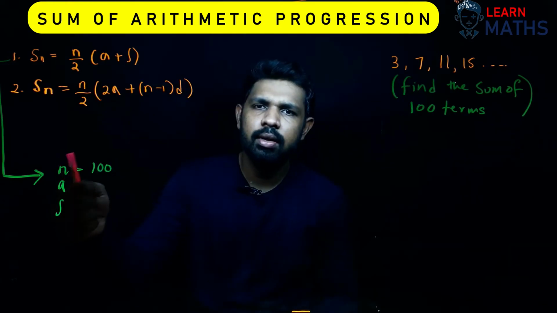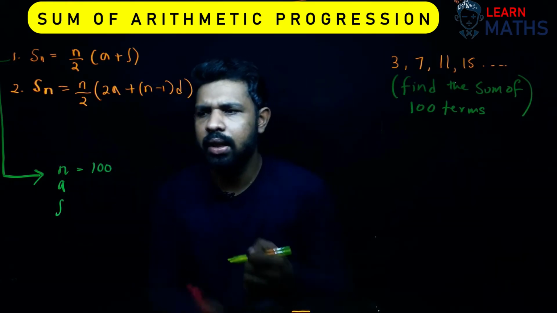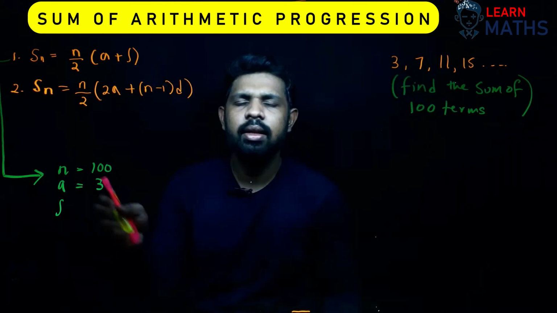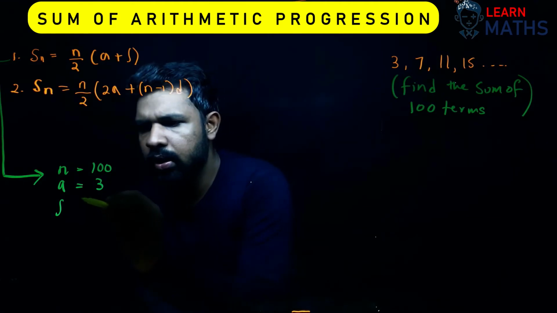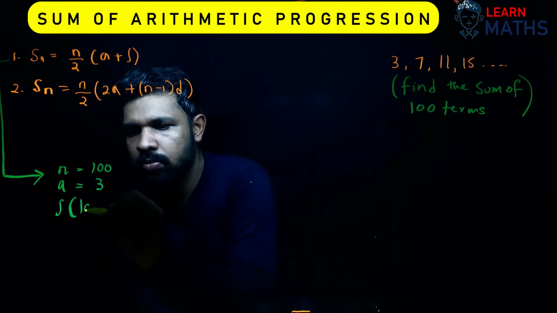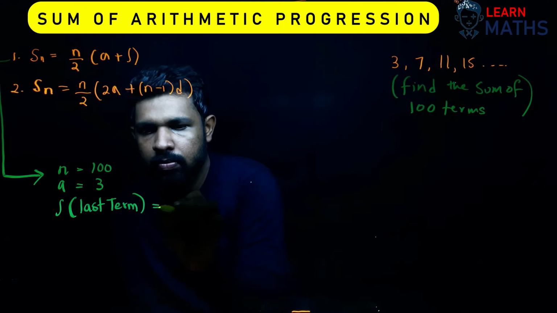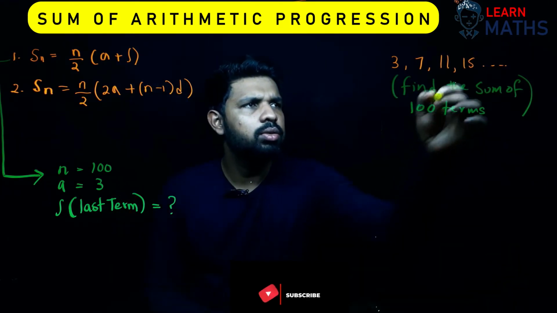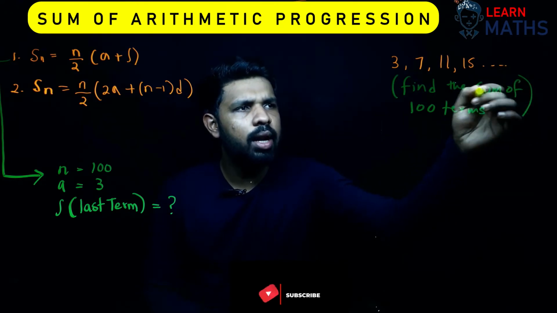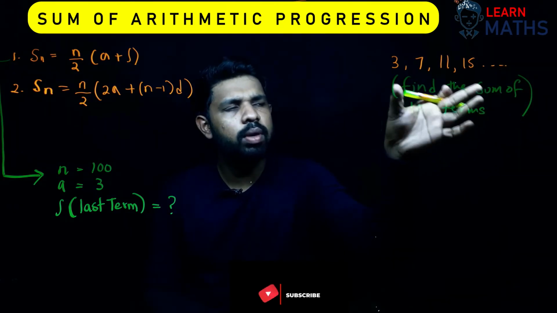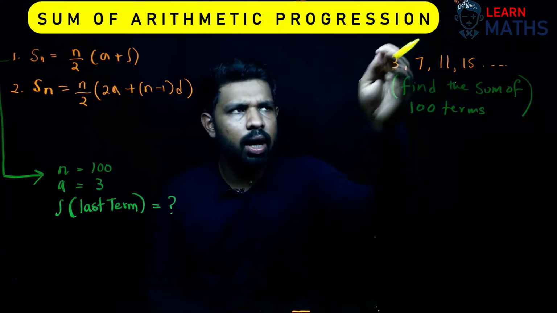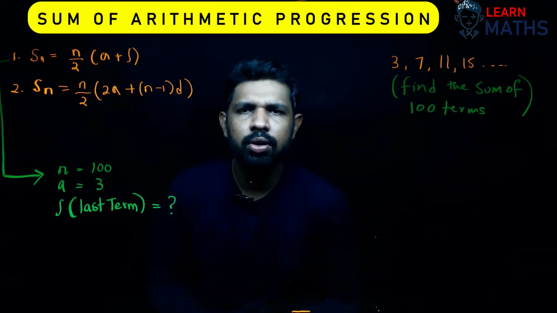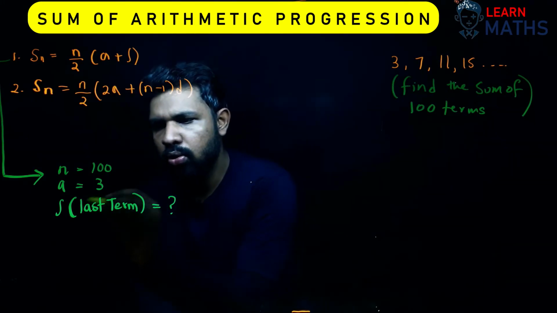The next is a, that is already taught in the previous video, that is the first term, which equals 3. And next is l, that is the last term. The last term of this progression is not given, but we should take the last term as the 100th term, because when we find the sum of 100 terms, the last term is considered as the 100th term to substitute for l. So how to find the 100th term?